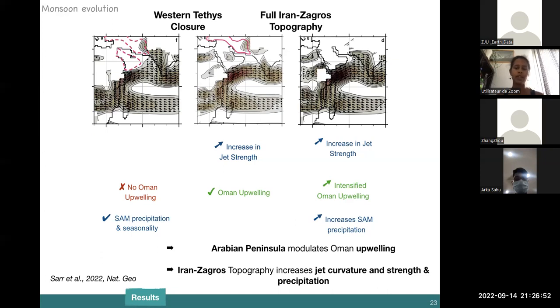This intensification of South Asian monsoon precipitation while uplifting the Iran-Zagros is something that Paul Acosta already showed in his study, concluding that the presence of the Iran-Zagros shelters the moisture coming from the Indian Ocean from the dry wind coming from Eurasia, enabling more precipitation to fall in the South Asian monsoon region.